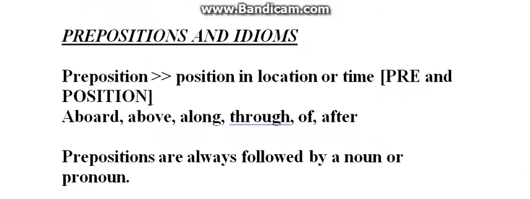Let's talk about prepositions. A preposition is a position in location or time. If you watch these videos, you'll realize that prepositions show up a lot on the exam. I would really recommend that you memorize a list of prepositions. They're just words that indicate where you are, either in the physical world or where you are in time dimension. So words like aboard, above, along, through, of, or after. Those are prepositions. Prepositions are always followed by a noun or a pronoun. That is very important. After every preposition, you have a noun or a pronoun. And if you don't, that's incorrect. This shortcut, in and of itself, will save you a lot of time.